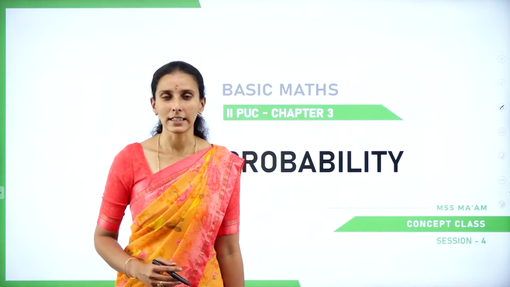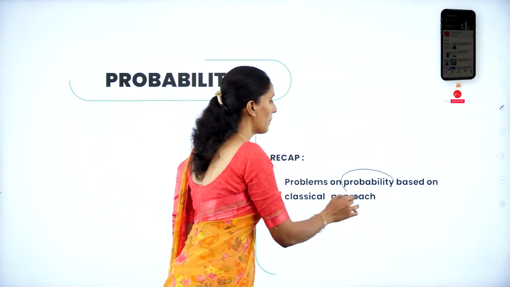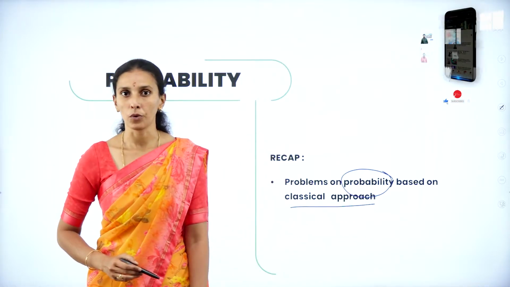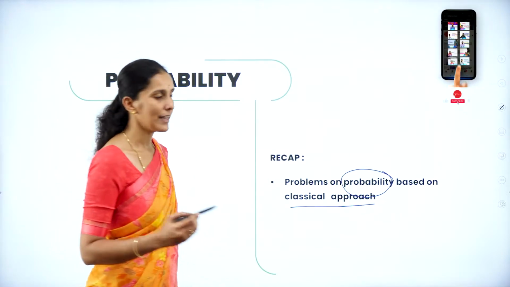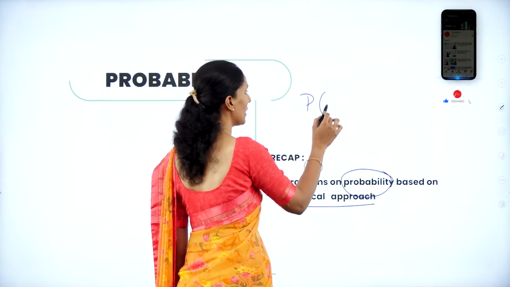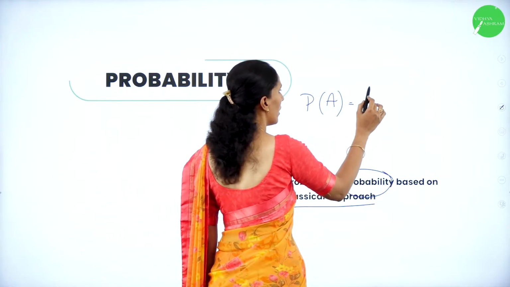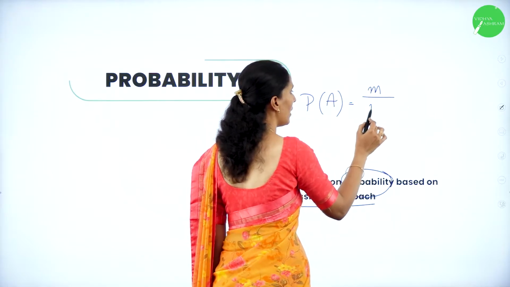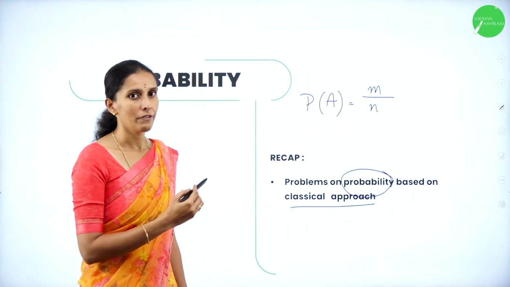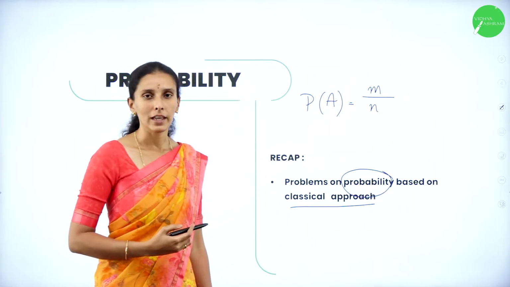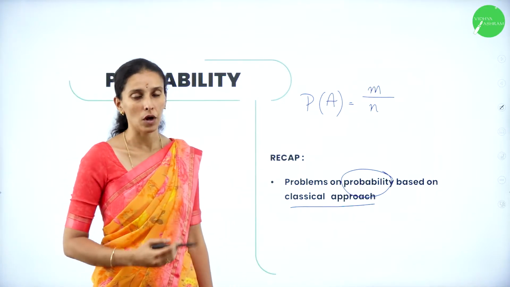So, what we have discussed in the previous session, let us recap it. We have discussed the probability problem based on the classical approach. So, what does the definition of the classical approach to probability say? That is, the probability of any event, suppose I take A as an event, it is always equal to the number of favorable outcomes divided by the total number of outcomes. This is the classical definition for probability, and we have solved problems using the classical approach, also using combination when you have more than two outcomes.